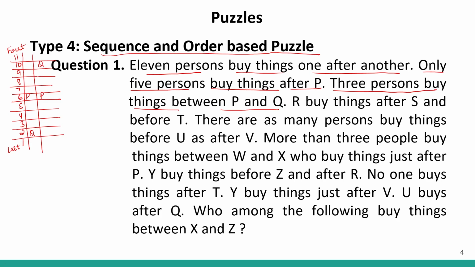Two possibilities are there, correct? Q, three persons are there between P and Q. So this is possibility 1 and this is possibility 2. Two possibilities we will consider. Now R buys things after S and before T.